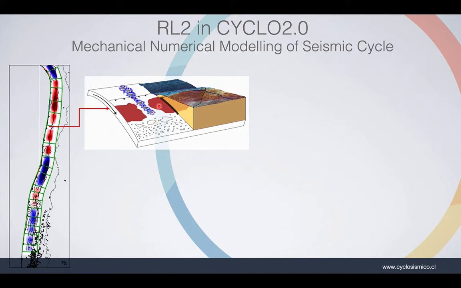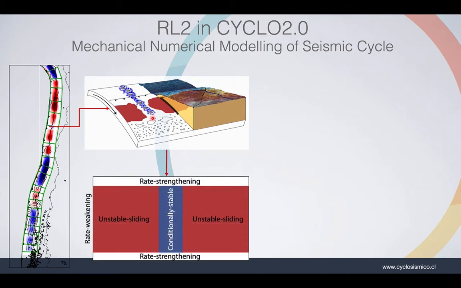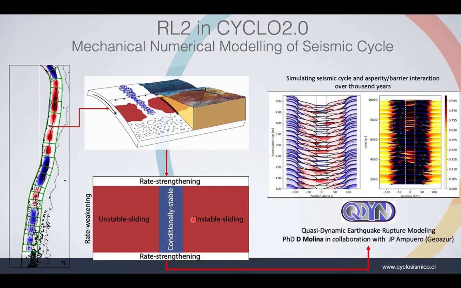Normally, barriers in a megathrust have been modeled as velocity strengthening zones, but we think that these are better described as conditionally stable zones inside an unstable sliding velocity weakening zone, surrounded by rate strengthening or velocity strengthening regions. This is very new. This is something that we are proposing and testing through numerical modeling in the second part of Diego Molina's PhD research.